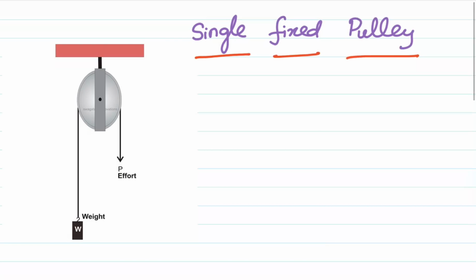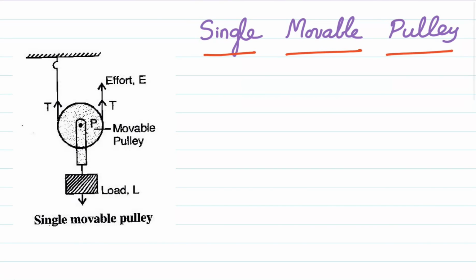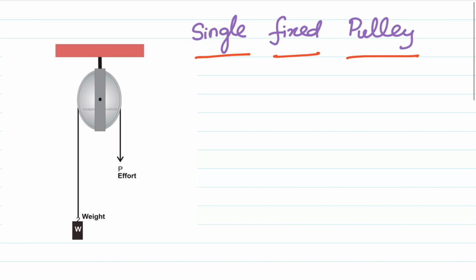A single pulley can be used in two different ways. One is as a fixed pulley, or it can be used as a mobile pulley. The fixed pulley means the rotational axis remains fixed. In the case of a single fixed pulley, the axis of rotation remains fixed, that is, it becomes stationary. When the axis of rotation of the pulley is fixed or stationary in position, then it is called a fixed pulley. First we discuss the single fixed pulley. This diagram shows the single fixed pulley.